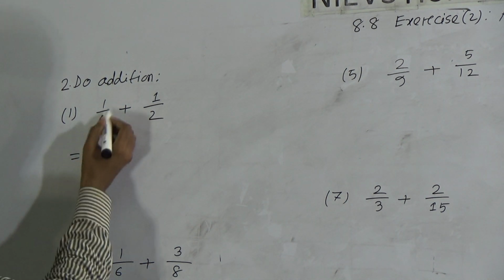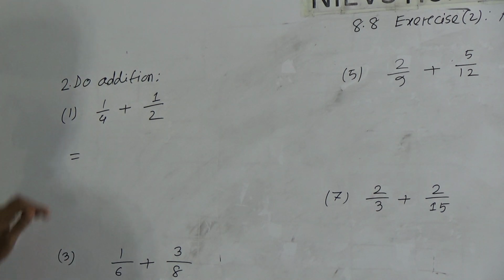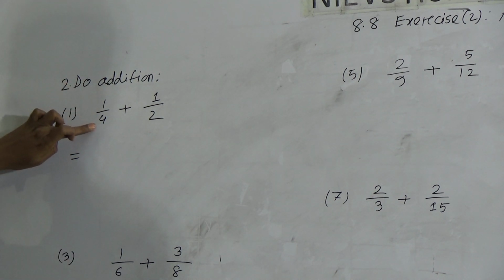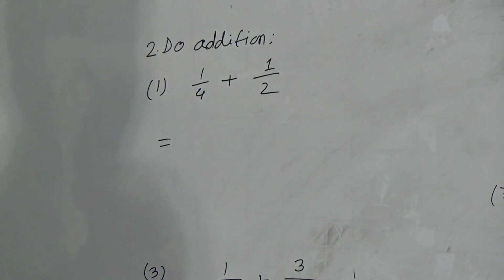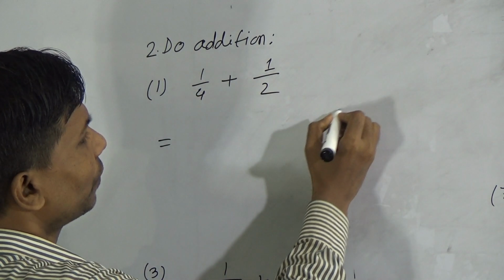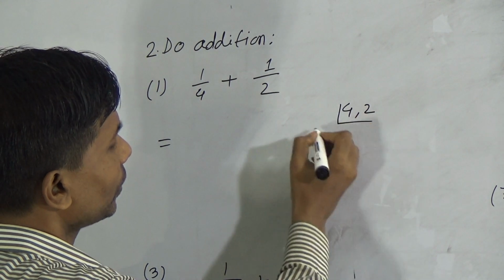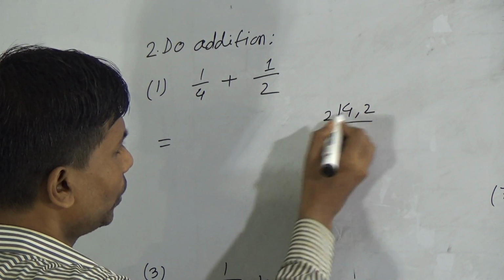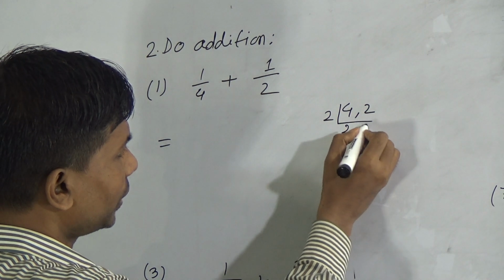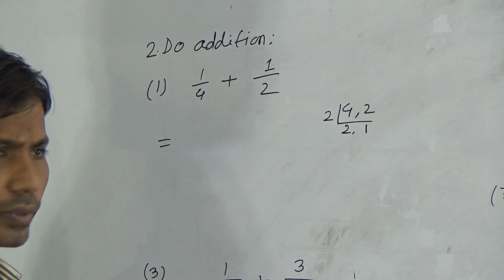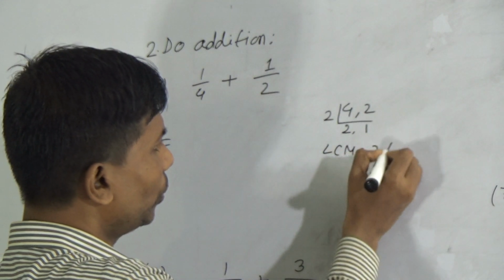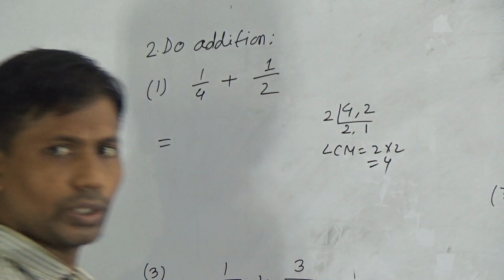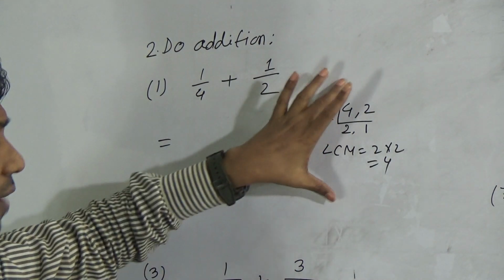You see here 1 by 4 plus 1 by 2. You know 1 is numerator and 4 is denominator. 1 is numerator and 2 is denominator. At first we have to do the LCM of 4 and 2. At first you have to select 2. 2 2s are 4. Then 2 1s are 2. Now LCM is what? LCM is 2 into 2, that means 4.